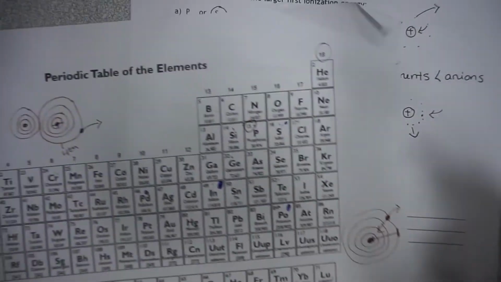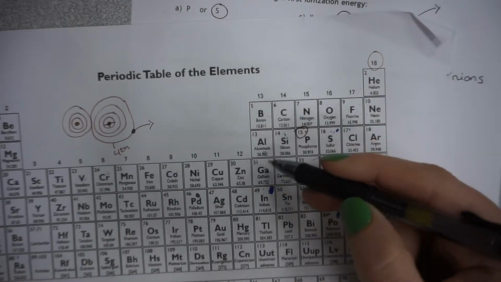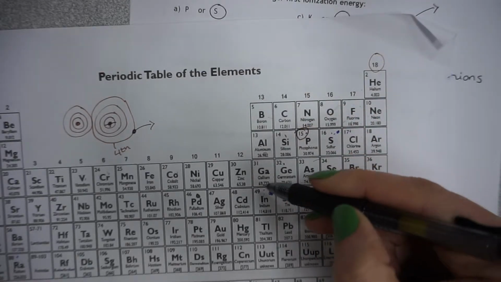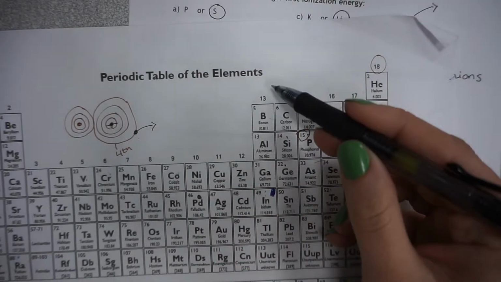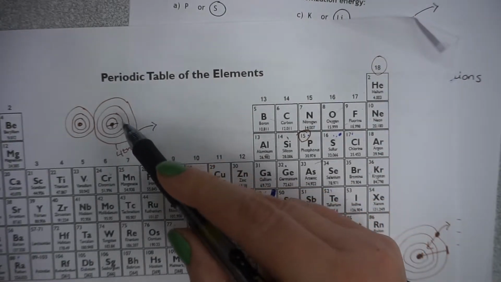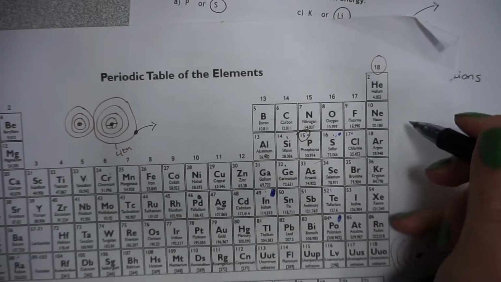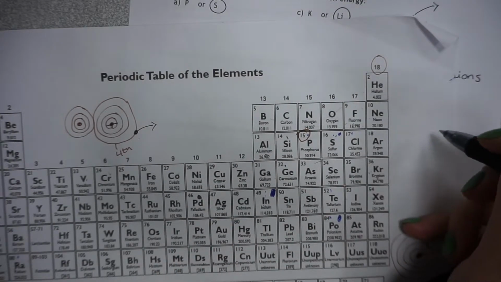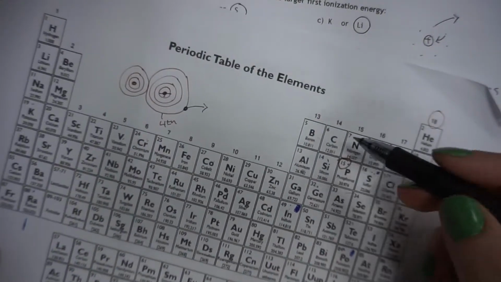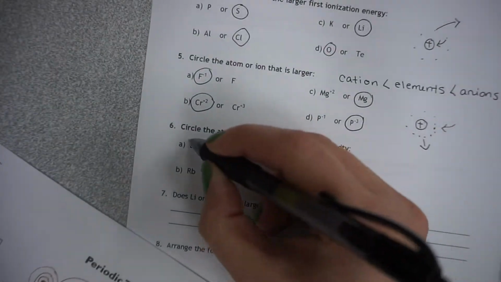Boron and In, indium. So we're comparing down the group. This is higher electronegativity, this is lower electronegativity. If it's down a group, the reason for the change in the trend is always energy levels. If we're going across a period, the reason for every trend is the addition of protons. Now, larger electronegativity, boron or indium? Boron's going to have the larger electronegativity.